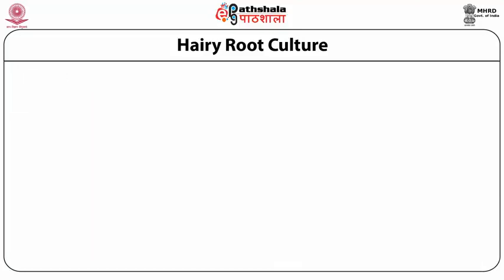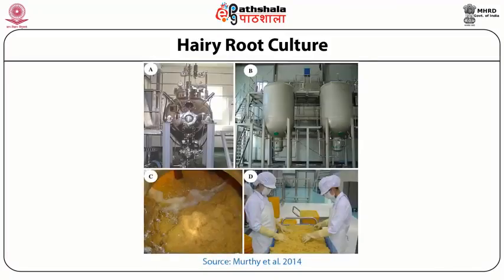secondary metabolites. As you can see in this picture, there is a production of hairy roots of ginseng. You can see the big reactors. First, the biomass is produced extensively. The roots are allowed to grow.